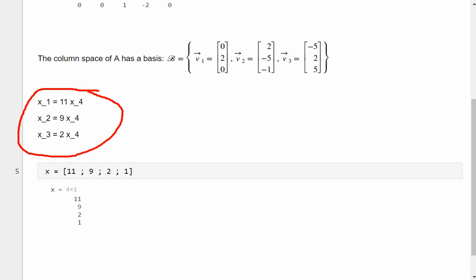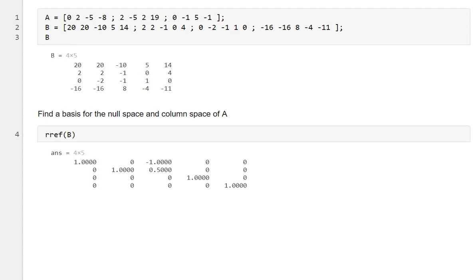And the only way for it to have that form is to have this vector times the real number x sub 4. So then the vector 11, 9, 2, 1 can serve as the basis for the null space. So that's not too difficult, right?